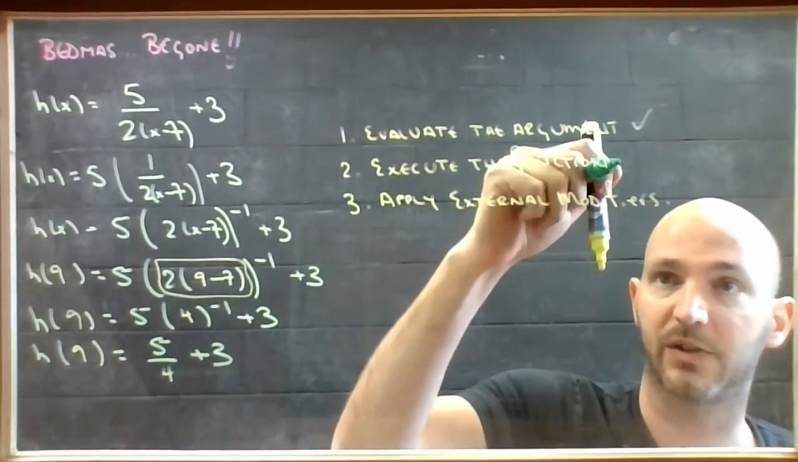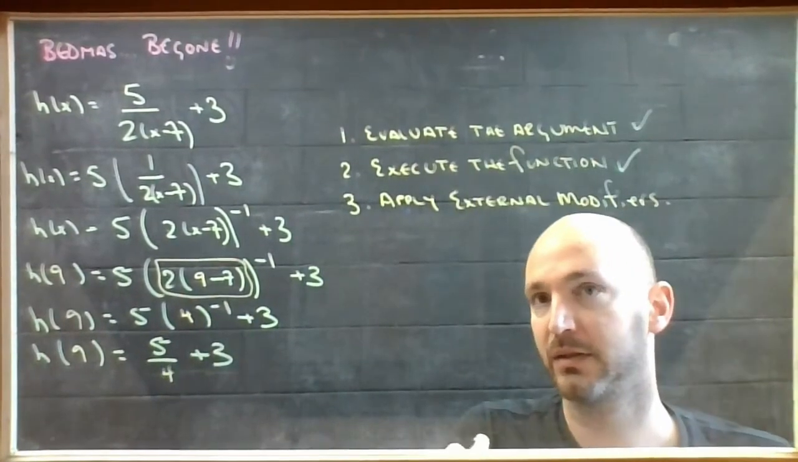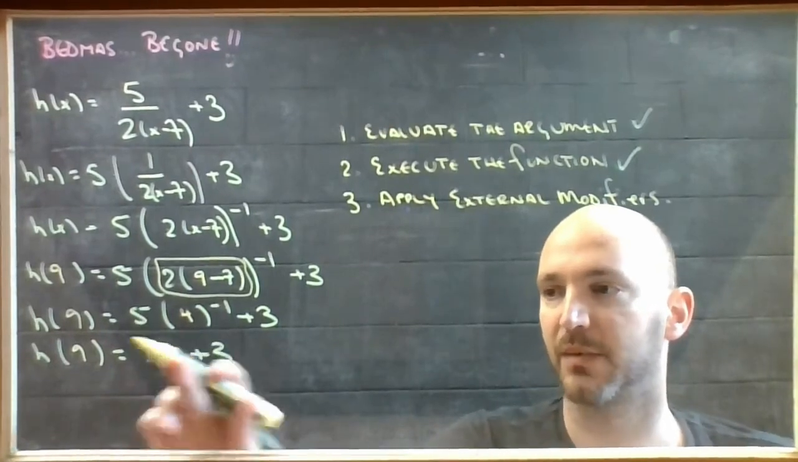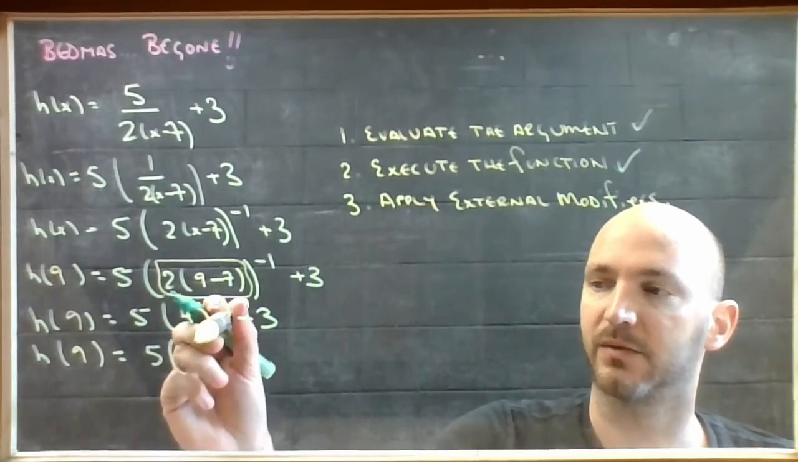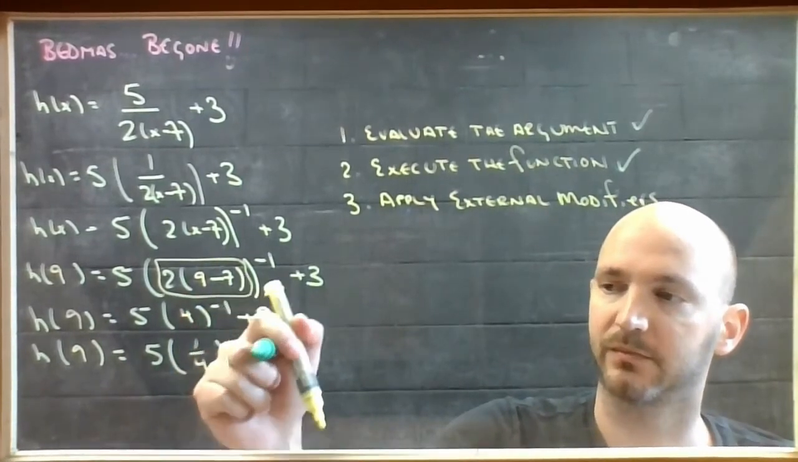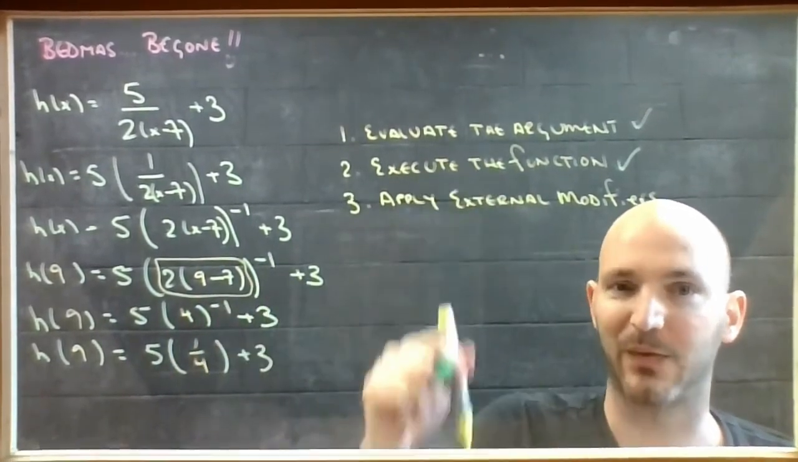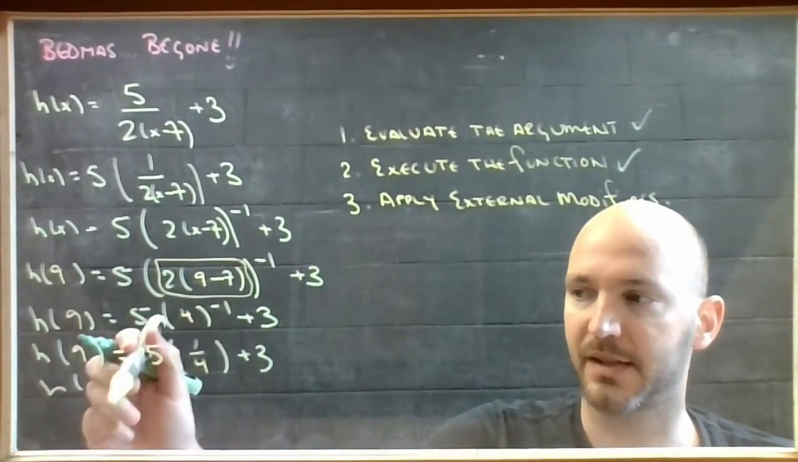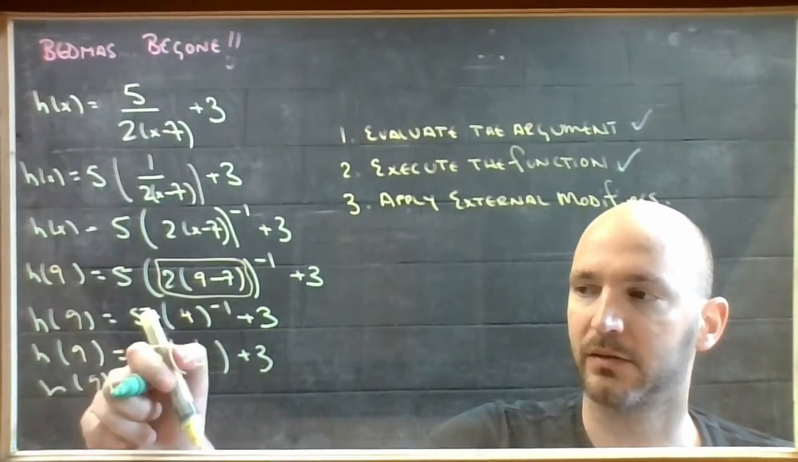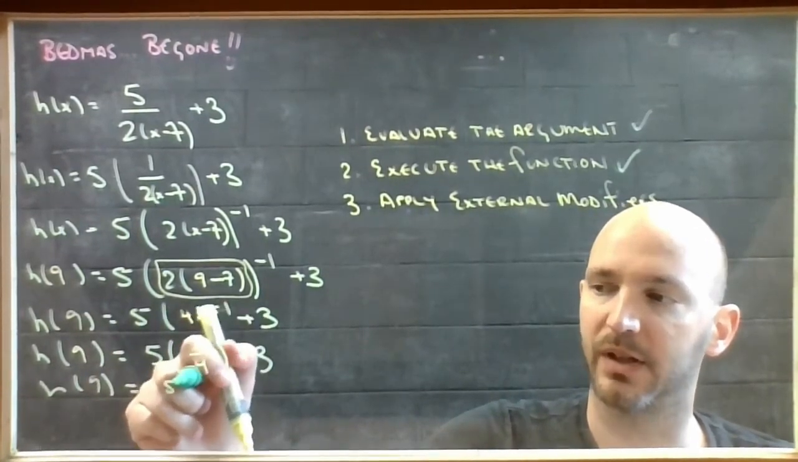So the function has been executed. Actually, let me slow down. I skipped a step there. That would be 5 times 1/4. Now the function has been executed. If I apply this external modifier, 5 times 1/4 is 5/4.